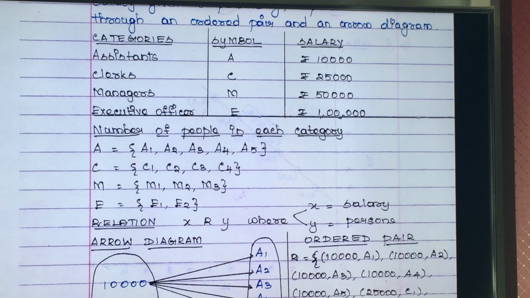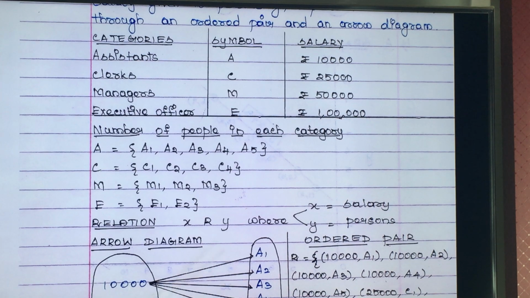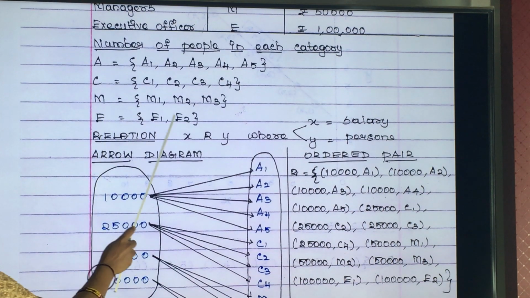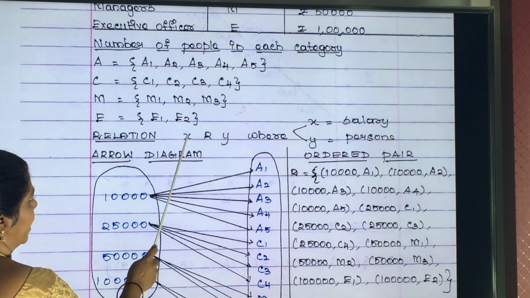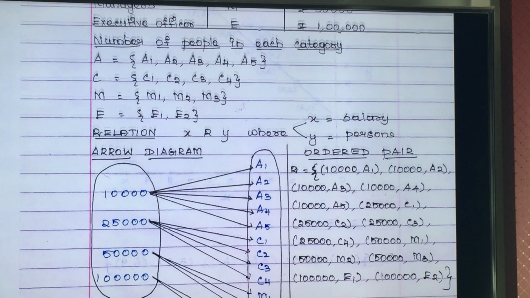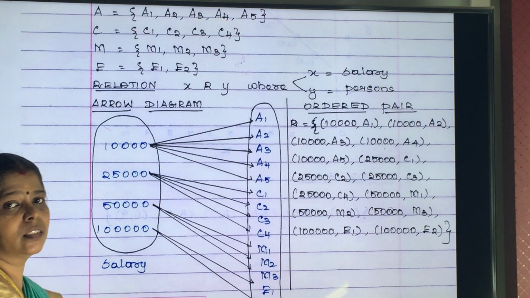In each category, let us write how many people are available. It is already given in the question. In category A, there are 5 people, A1, A2, A3, A4, A5. C stands for clerk, C1, C2, C3, C4, 4 clerks. M for managers, 1, 2, 3 managers. E for executive officers, there are 2. Now, what is the relation? X related to Y, where X means salary and Y means person. We have to represent this in 2 ways: one is the arrow diagram and the other one is the ordered pair.